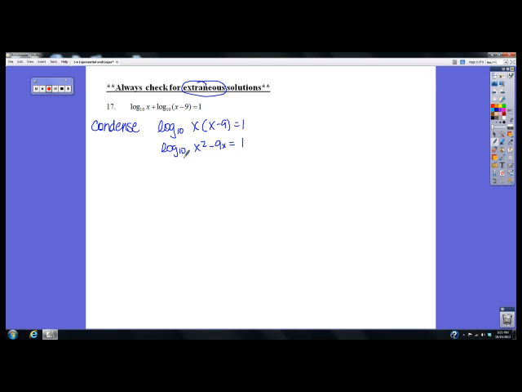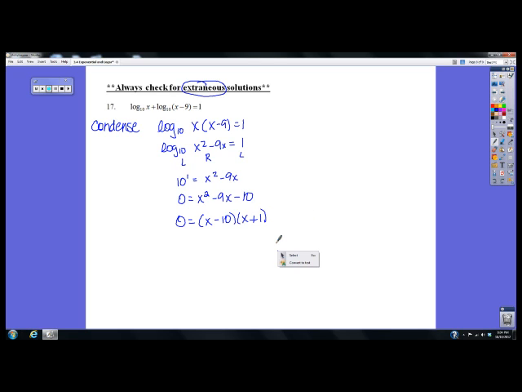Let's take it out of logs and turn it into exponents. So left, all this to the right and this to the left. 10 to the first power equals x squared minus 9x. Let's move everything to one side, set everything equal to 0. 0 equals x squared minus 9x minus 10. Let's factor and solve. x minus 10 times x plus 1.